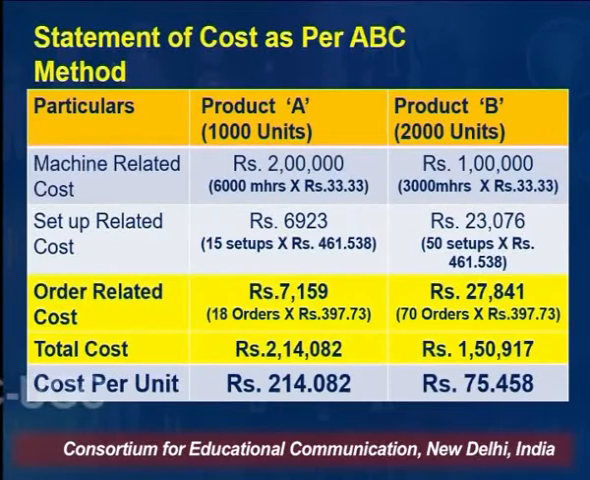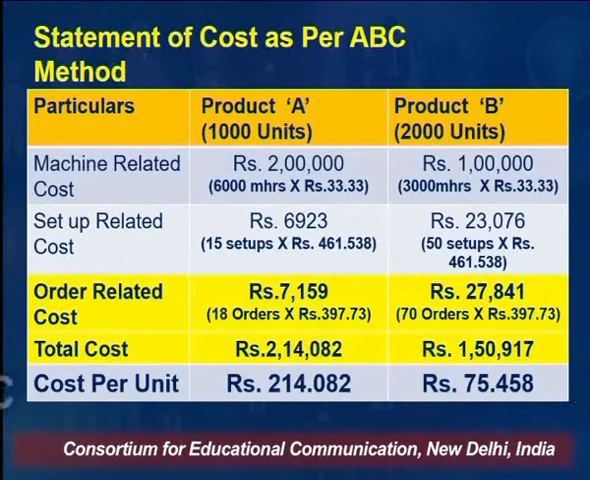And when I calculate the total cost, very simple, take machine related cost, setup related cost and order related cost. When we aggregate these three, we find the total cost of product A, that is rupees 2,14,082. And if you ask me to calculate the per unit cost, very simple, divide by total number of units, that is 1000 units, and it is giving me a value of 214.082.